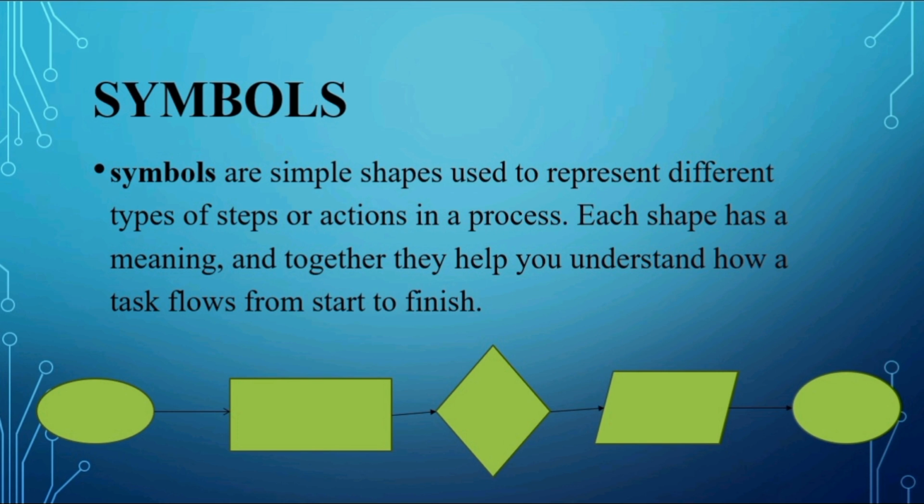Arrow is used to show the direction of the flow. This is a simple one, but it shows the path. Arrows connect all the shapes and show which step comes next, like saying go here next.